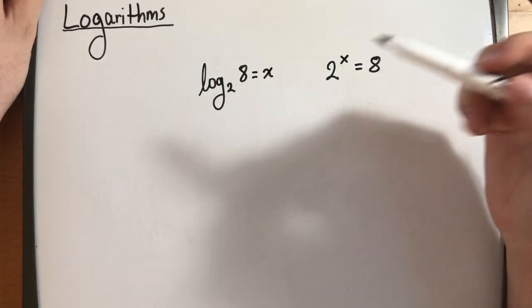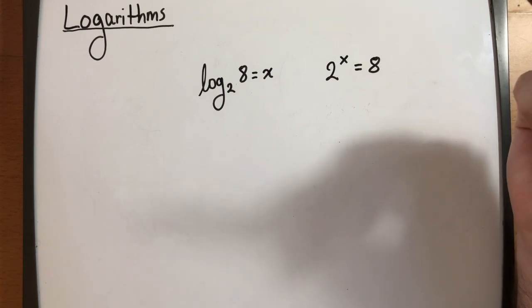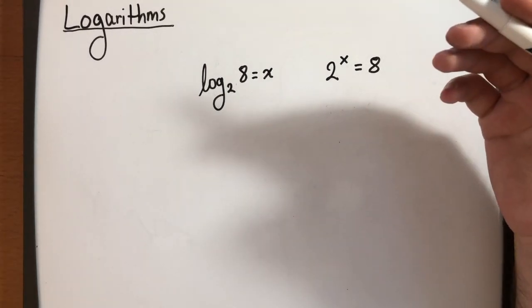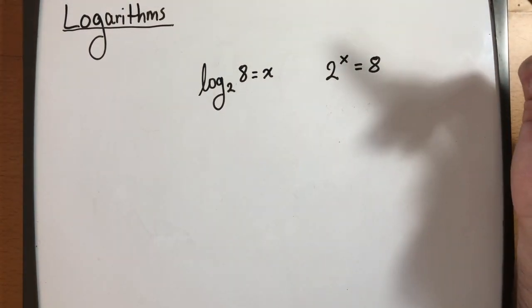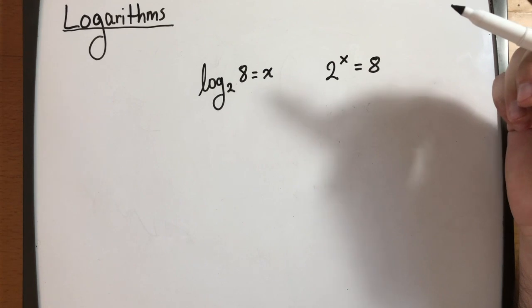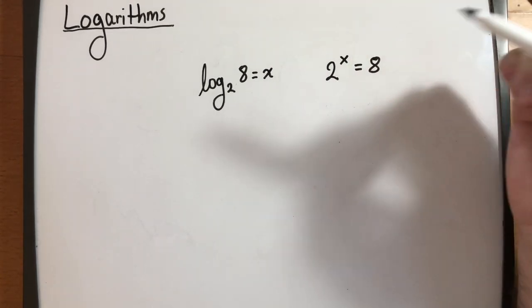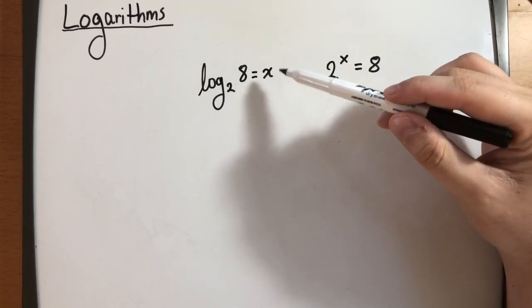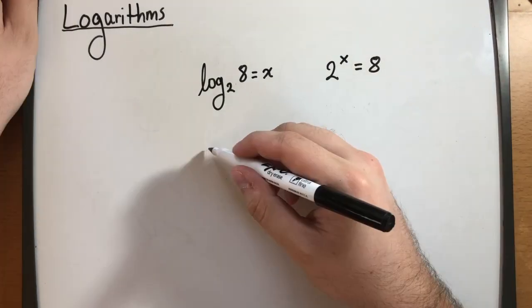So sometimes rewriting logs as exponents makes solving these problems a lot easier, because we've been used to working with exponents, so rewriting a log as an exponent may be very useful for you. But hopefully eventually you get to the point where you can solve problems like this in your head. But basically you're trying to figure out, what do I need to raise 2 to so that it's equal to 8? And of course the answer is 3.